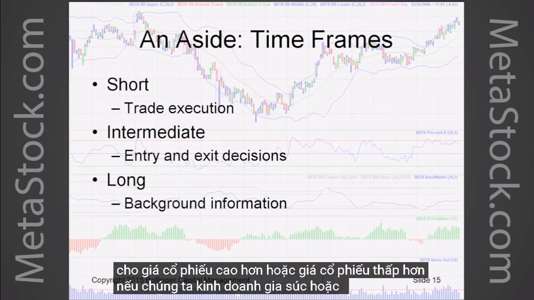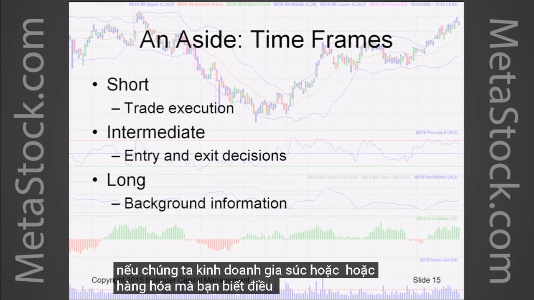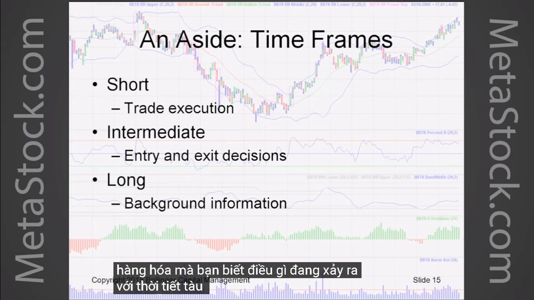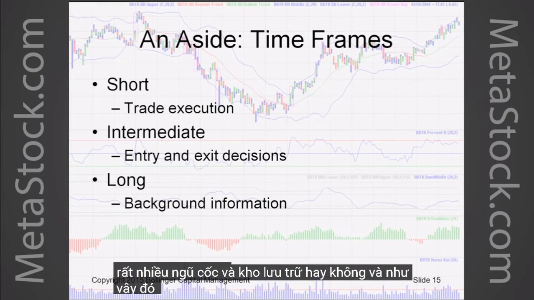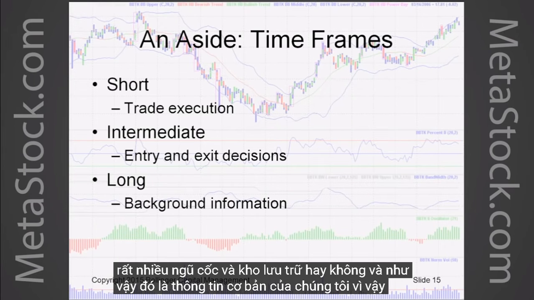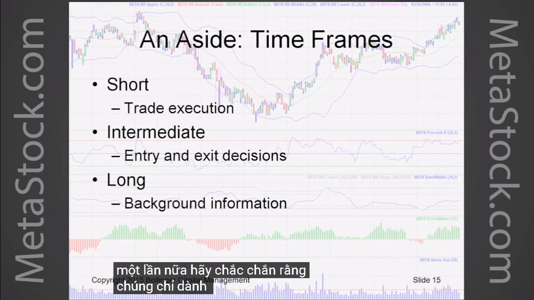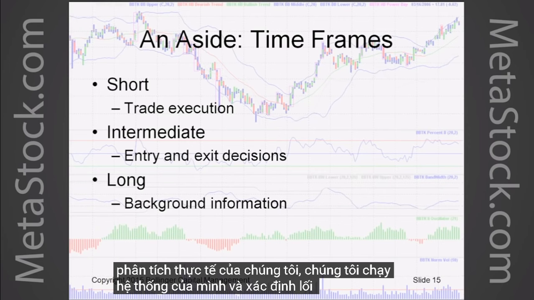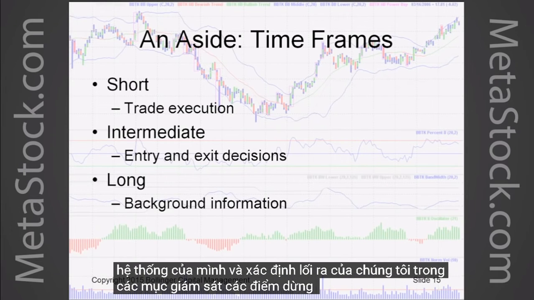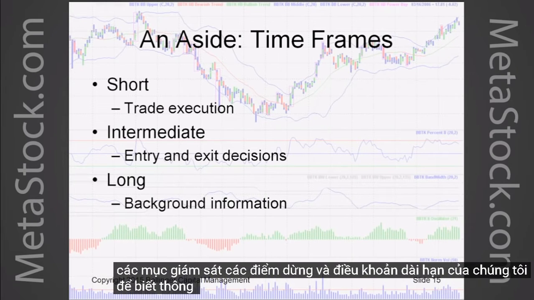If we're trading cattle or commodities, what's happening with the weather? How are the trains running? Is there a lot of grain in storage and such like that? It's our background information. So again, short term is only for trade execution. Intermediate term is the term that we do our actual analysis. We run our systems and identify our exits and entries, monitor our stops. And long term is for background information.